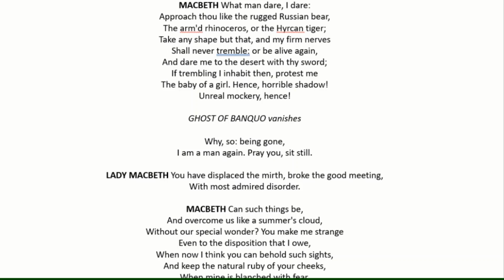He says that he's as brave as any other man. He could fight a bear, a rhino, and a tiger. Take any shape other than this ghost, and he will never tremble in fear. Or come back to life and they'll have a proper fight, a duel. And if he does tremble, then you can call him a little girl. And he asks again the ghost to get out.